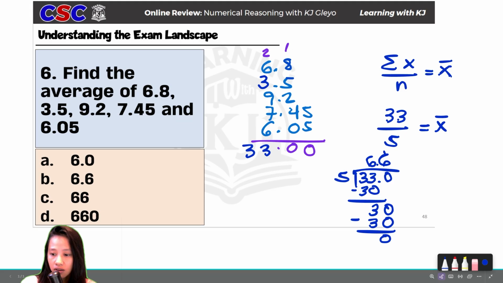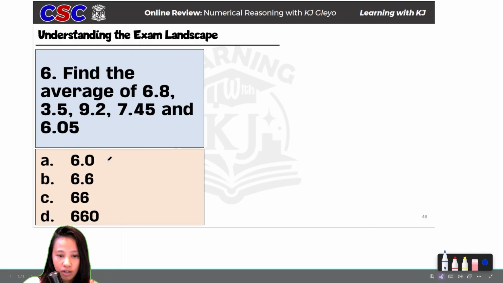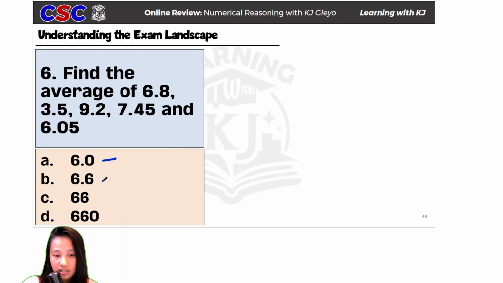I use a method of averaging na pwede siya for bigger numbers. Basta, meron lang siyang base or reference number. Yung sinasabi nating base or reference number, nakukuha mo yan siya sometimes sa choices. Or, yung mga numbers na malapit sa choices. So, itong gagamitin kong reference number, hanapin ko muna dito. So, 6, 6.6, 66, and 660.